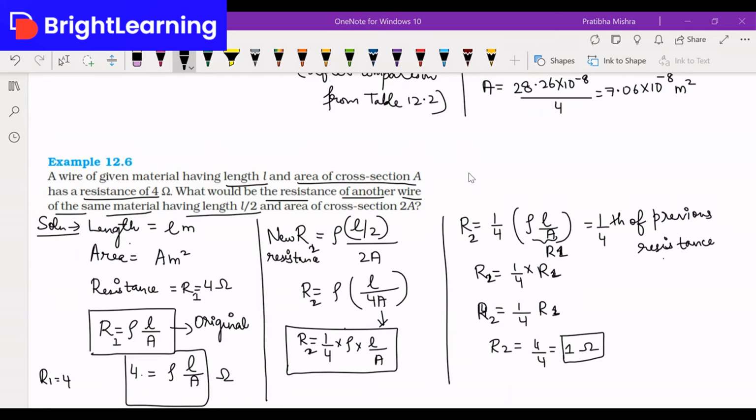Okay, anybody having any doubts? Do you want me to redo this? Just let me know if anybody wants me to redo this part.